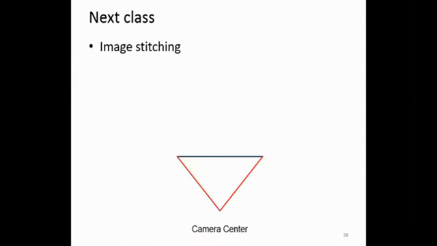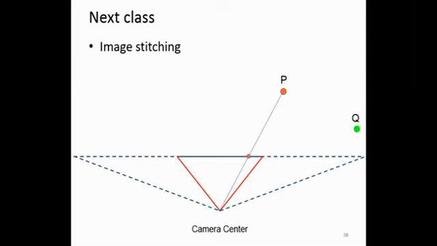All right, so that's a review of the last 2 classes. And then in the next class, I'm going to talk about image stitching, which is how we can start to combine multiple images, in this case to create a single canvas on which we paint all of their pixels.